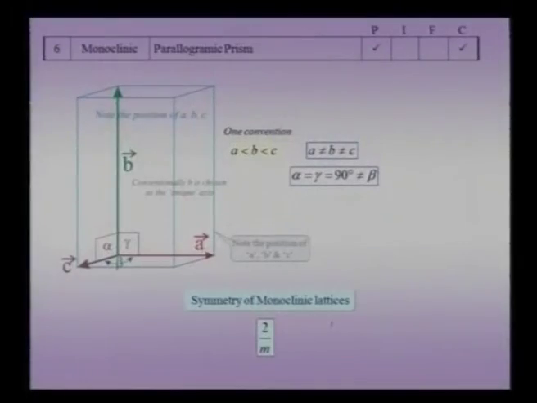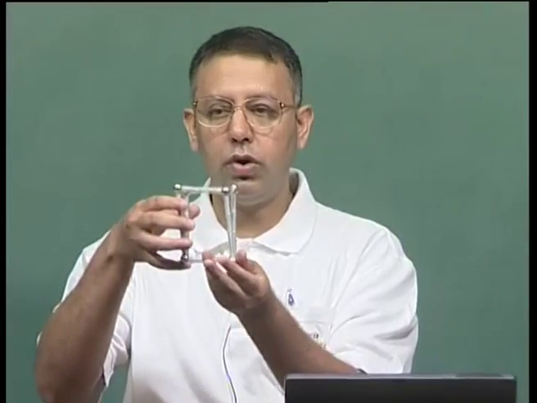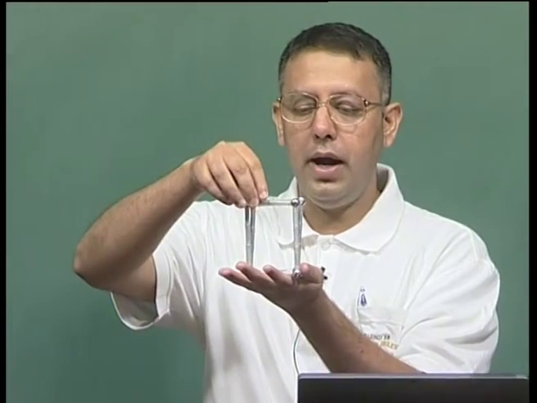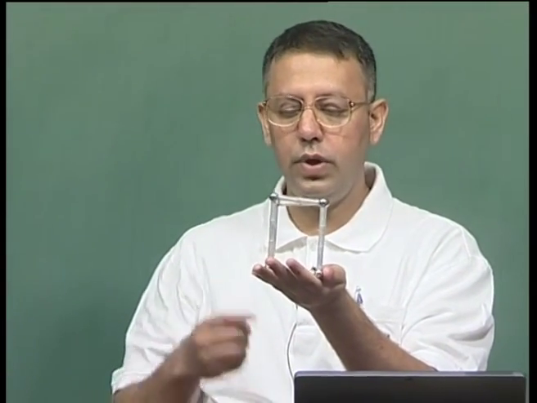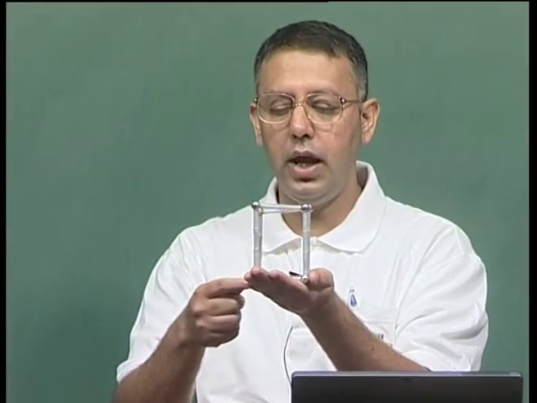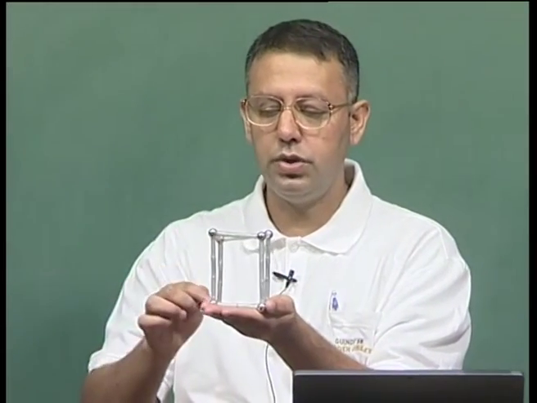Okay. The next lattice in the list is the monoclinic lattice, and the monoclinic lattices can be constructed or thought of by starting off with an orthorhombic lattice. So, suppose I have an orthorhombic lattice as shown in my model in my hand, which is nothing but a lattice in which the unit cell is chosen such that A is not equal to B, is not equal to C, but all of the angles happen to be 90 degrees.